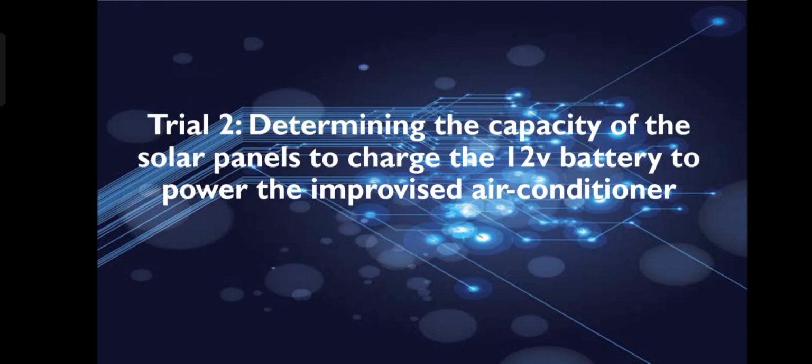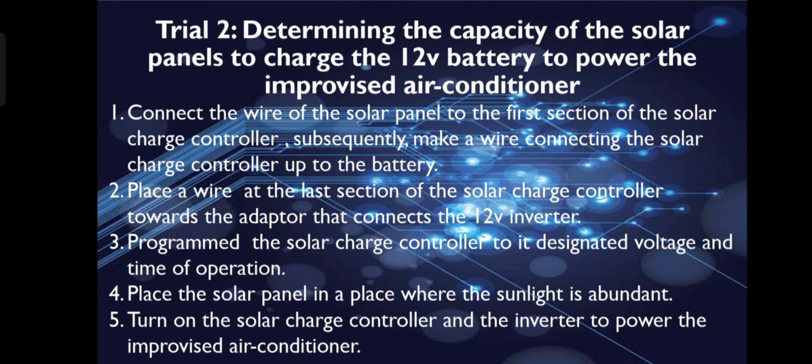For the trial 2, me and the members of the family determined the capacity of the solar panel to charge the 12 battery to power the improvised air conditioner. So in this trial 2, we determined the capacity of the solar panels to charge the 12 battery to power the improvised air conditioner. So first I connect the wire of the solar panel to the first section of the solar charge controller.